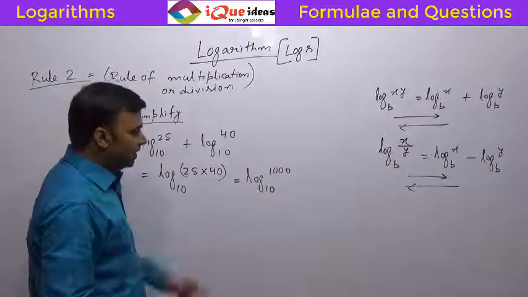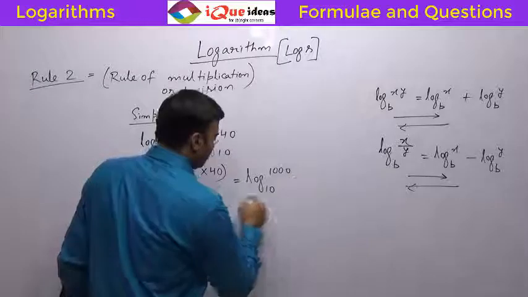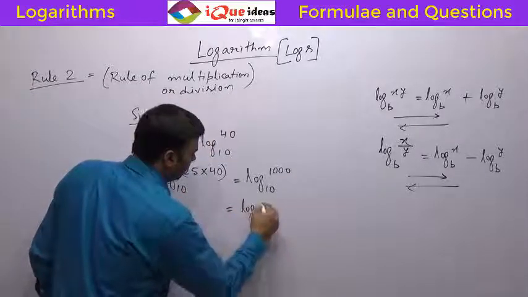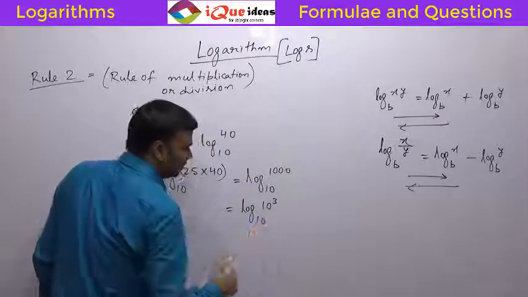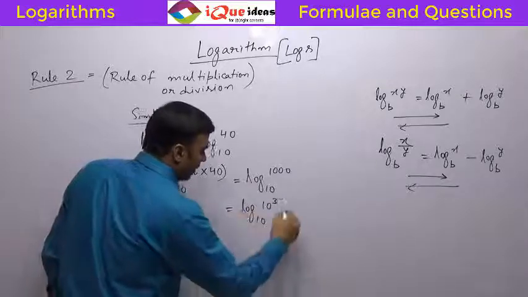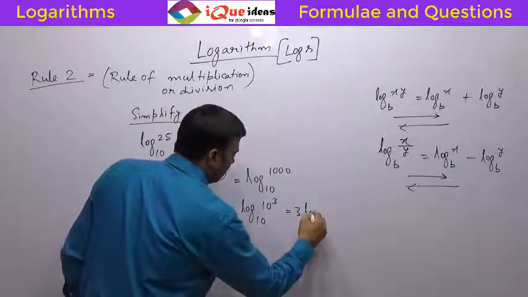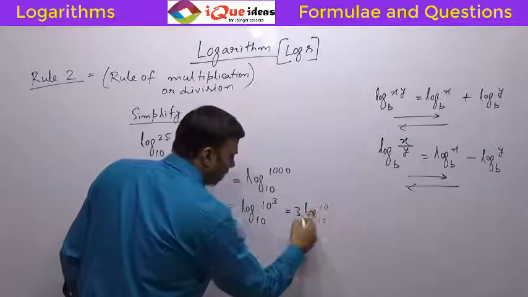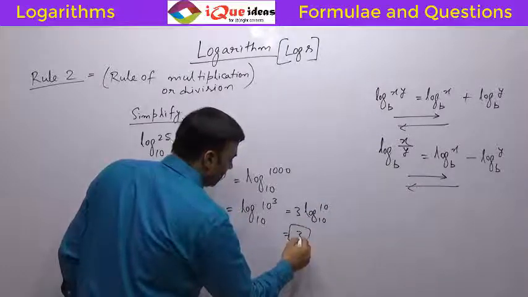Now see, 1000 is 10 to the power 3. So it becomes log of 10 to the power 3 to the base 10. Right? So this 3 comes outside. So we have 3 log 10 to the base 10, which is 1. So the final answer of this question would be 3.